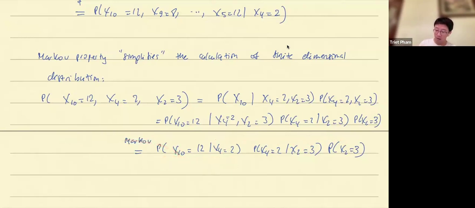But as you can see, it greatly simplifies the path probability calculation, or as I say, the finite dimensional distribution property. All right, any question?